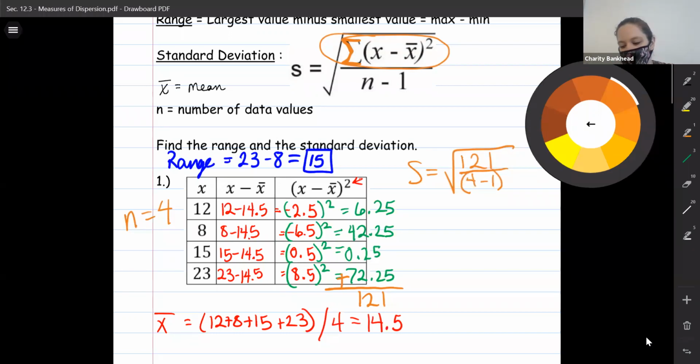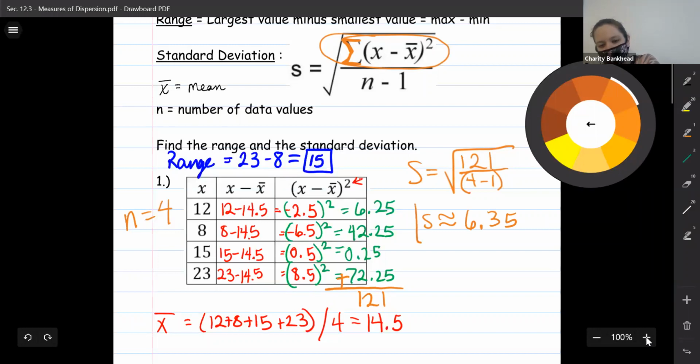All right, so to get the square root, it's right above the x squared button. So you have to press second, and then you have to press the x squared button, and that'll give you the square root. And then we can just put in 121 over, and like I said, you could either put parentheses 4 minus 1, or you could just put 3. All right, so the standard deviation is approximately equal to 6.35.